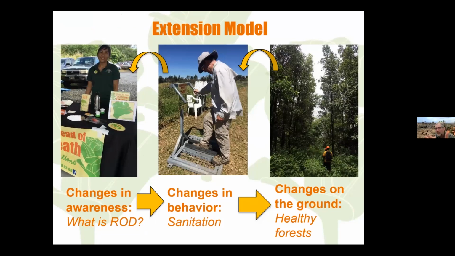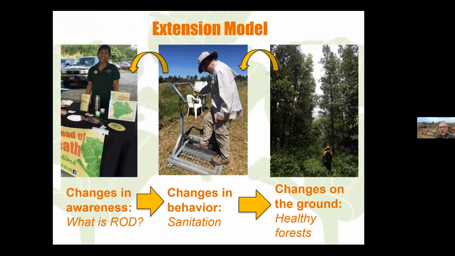So the end state is healthy Ohia forest. This is what we want to see. What do people have to do? Well, one thing people may have to do is better biosanitation: scrubbing your boots, cleaning your tires, all that kind of stuff we've been teaching.